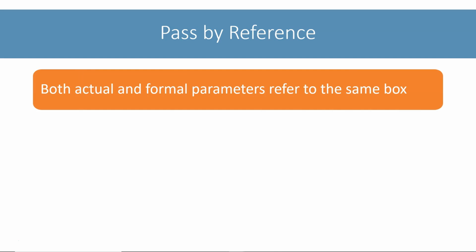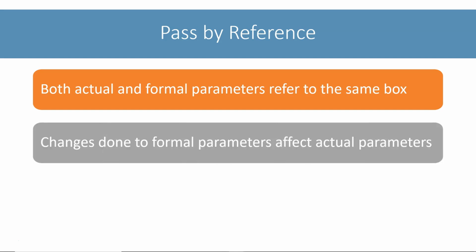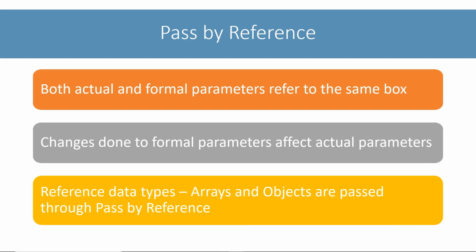In pass by reference, actual parameters are not copied onto formal parameters. Instead, both actual and formal parameters refer to the same box. The implication of this is that the changes done to the formal parameters in the called method affect the actual parameters in the calling method. In Java, reference data types, that is arrays and objects, are passed to methods through pass by reference. Let's look at a similar box example to understand pass by reference better. Then we will go through a program in BlueJ to see pass by reference in action.